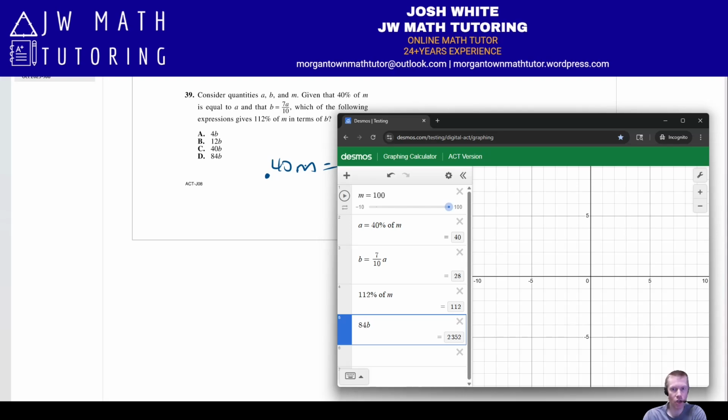Okay, so this is just an alternate approach that you could use in Desmos. Again, using the basic strategy of picking numbers.